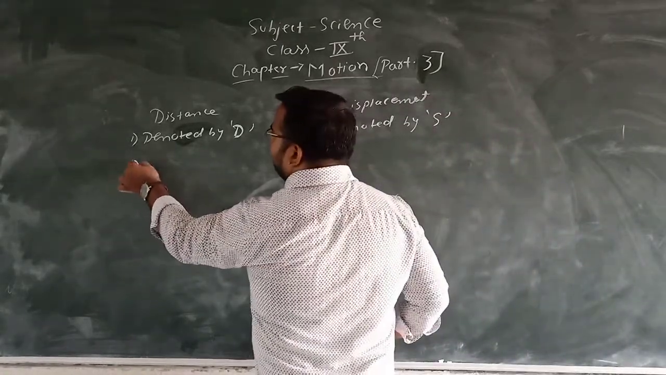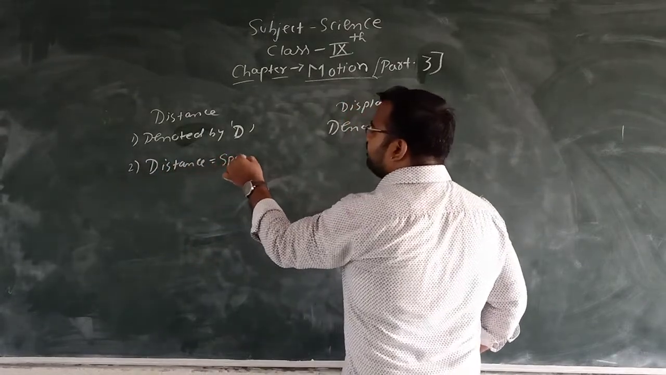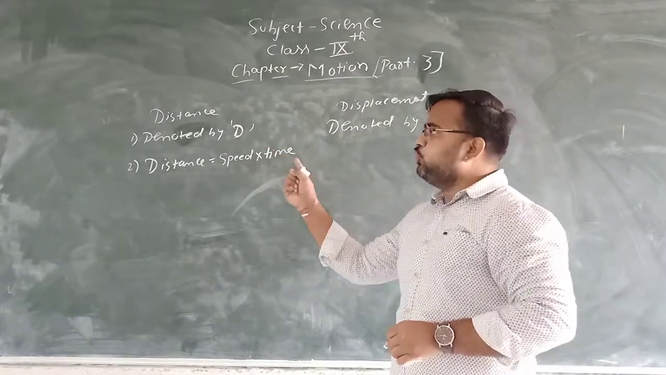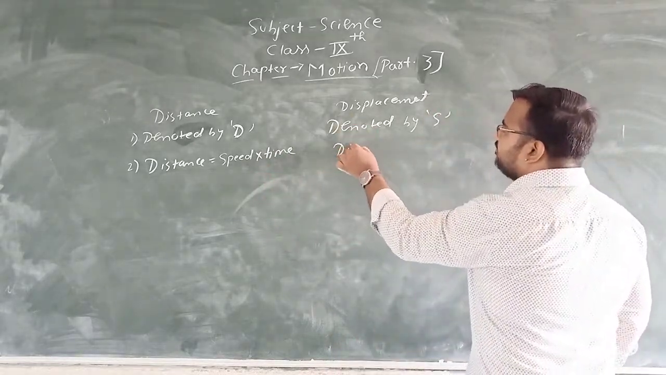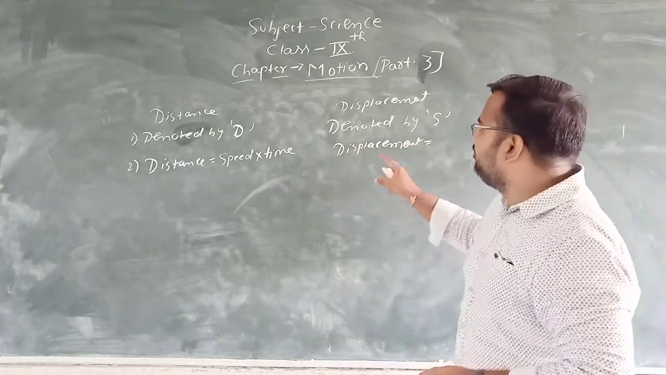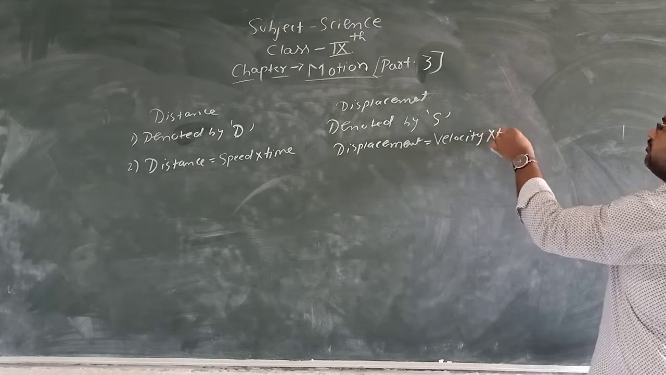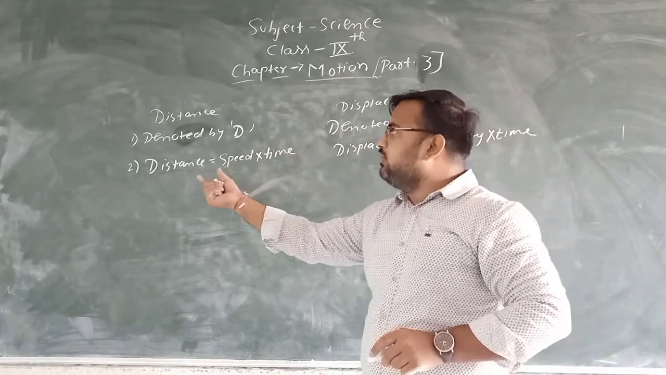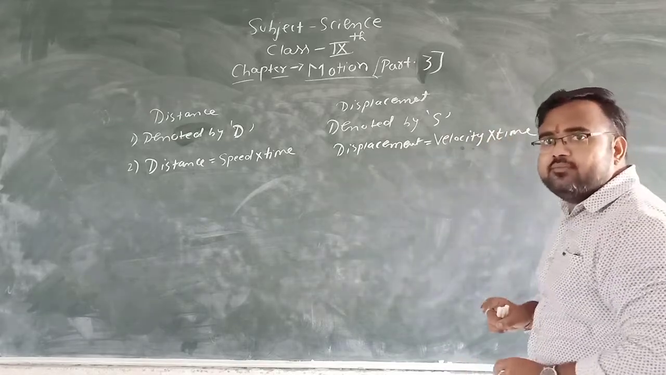One more point: distance is equal to speed into time. And displacement? What is displacement? Displacement is equal to velocity into time. Now what is velocity? You will understand later. Now the formula you have to learn: the distance is equal to speed into time and the displacement is equal to velocity into time. Clear?